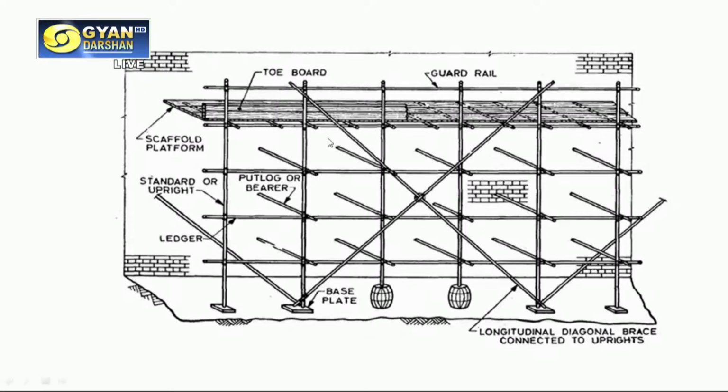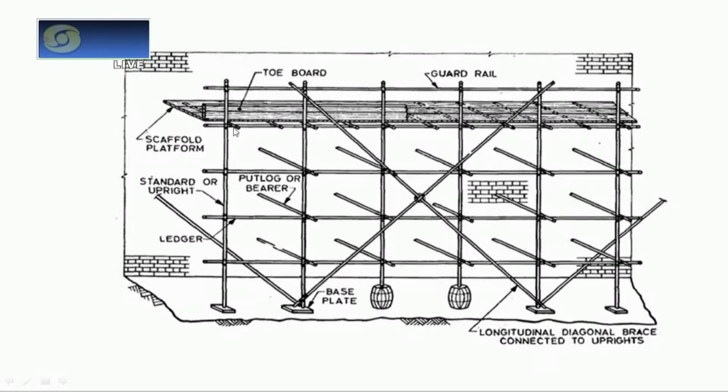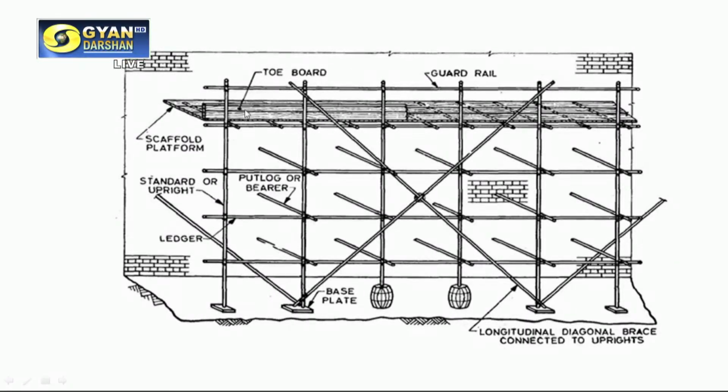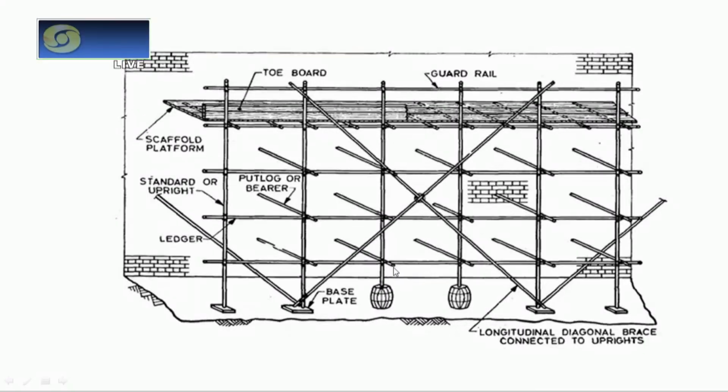You see here that toe board also, just to avoid any fall of that material or tools, or even for the safety of the worker. Then this is guardrail for the safety of the worker, so that the worker does not fall. So these are some of the important members shown here in the scaffold.